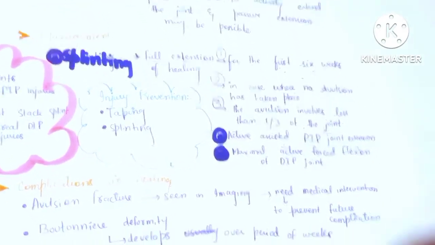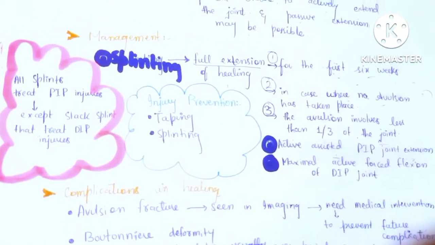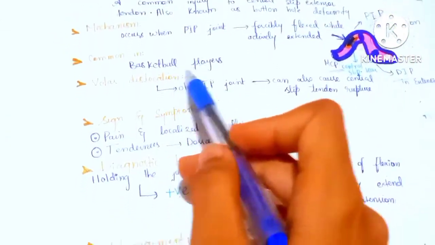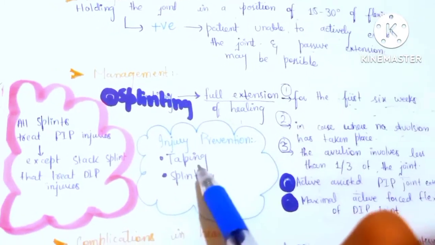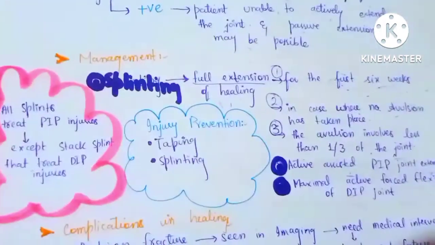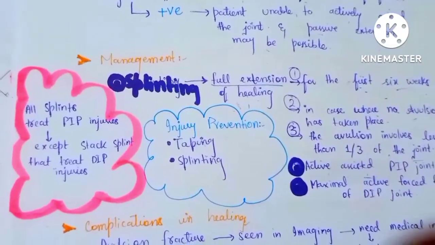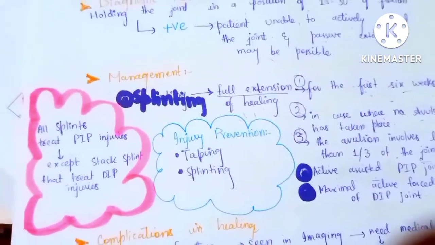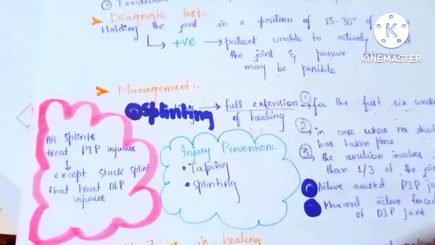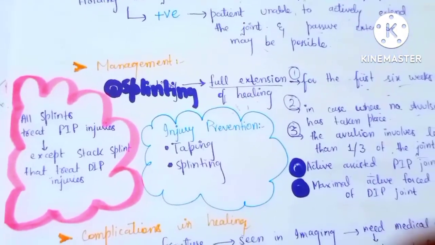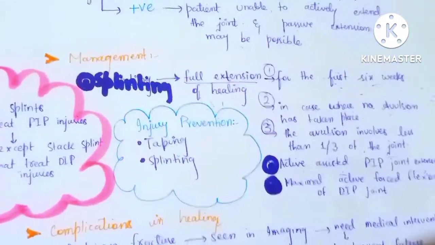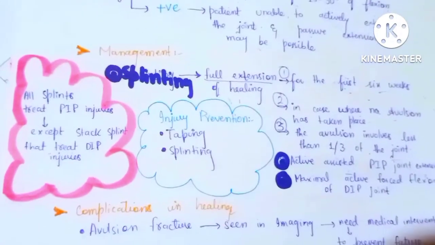After that, regarding injury prevention mechanisms for athletes during sports, for example basketball, there is taping and splinting. That means when participants play during a basketball game or basketball tournament, you can simply prevent injury to these areas by taping or splinting.